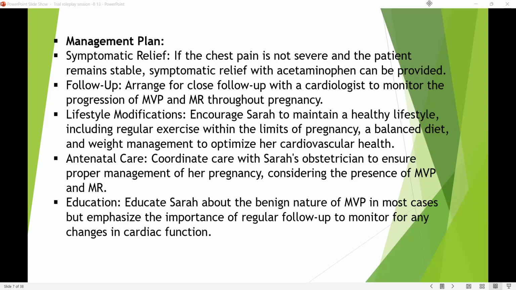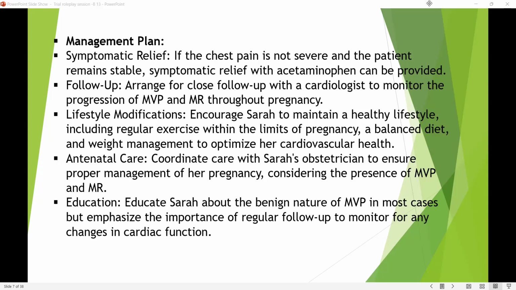So at this stage, we are just doing symptomatic management. As you are having chest pain, we can give some paracetamol, and we can follow you up regularly. I can refer you to the cardiologist to monitor your leaking valve. Some lifestyle modification also you can follow: regular exercise, balanced diet, like weight management, because the patient's BMI was 31.